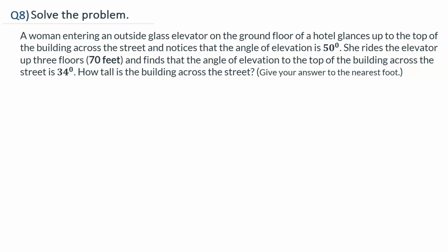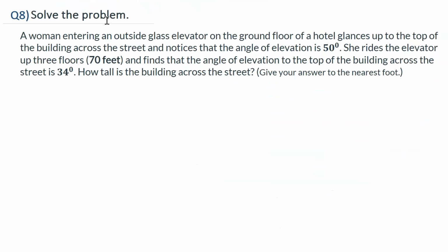Question number 8. Solve the following problem. A woman entering an outside glass elevator on the ground floor of a hotel glances up to the top of the building across the street and notices that the angle of elevation is 50 degrees. She rides the elevator up 3 floors, 70 feet, and finds that the angle of elevation to the top of the building across the street is 34 degrees. How tall is the building across the street? Give your answer to the nearest foot.